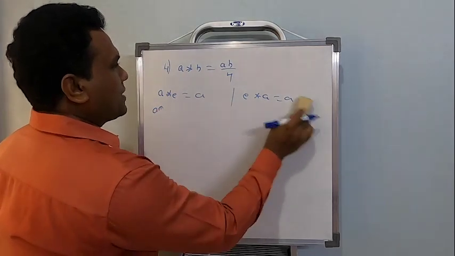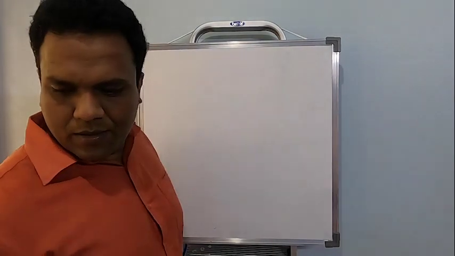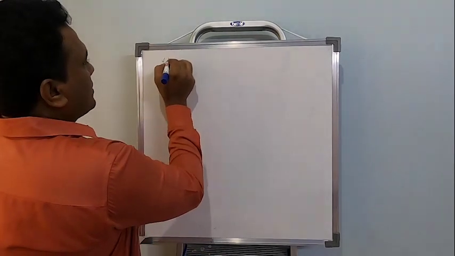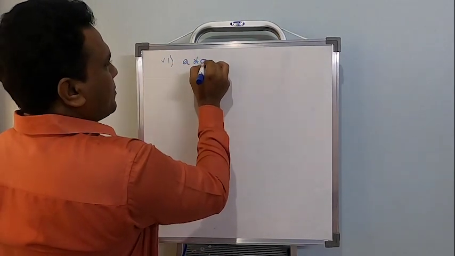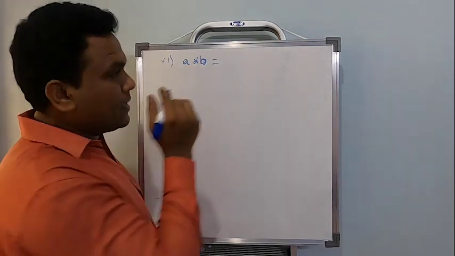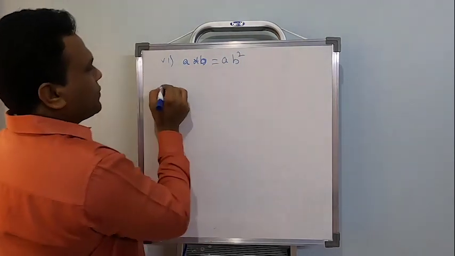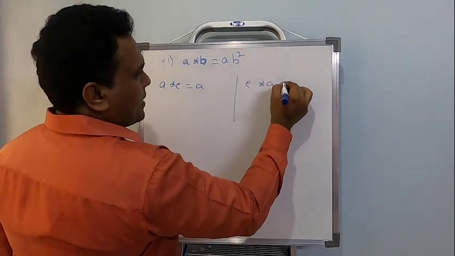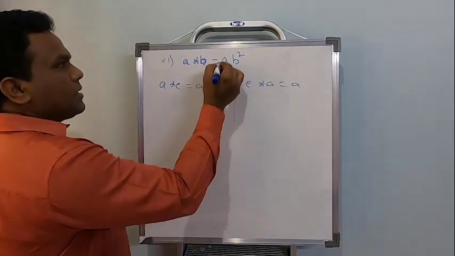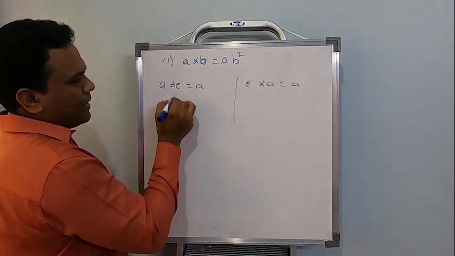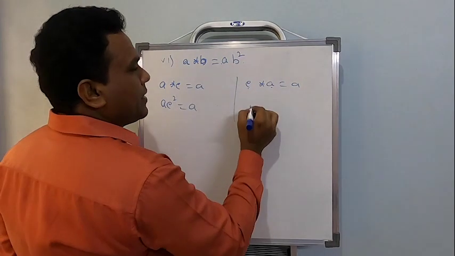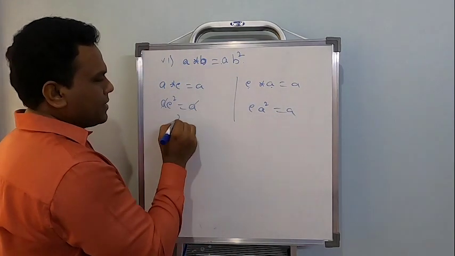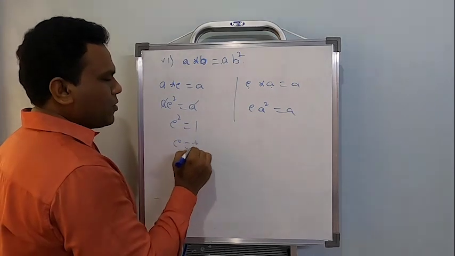So let's go to one more example. Now the last one, the sixth one, A star B is equal to AB square. I have to check for identity. So A star E is equal to A, and one more, E star A is equal to A. A star E will be A E square is equal to A, and here E A square is equal to A. Fine, this A cancels, E square equals 1, or E equals plus or minus 1.